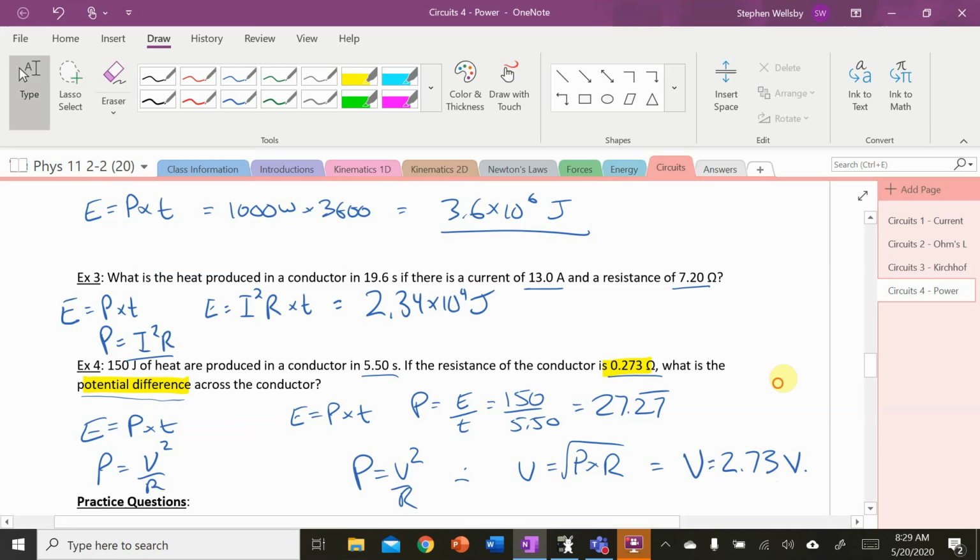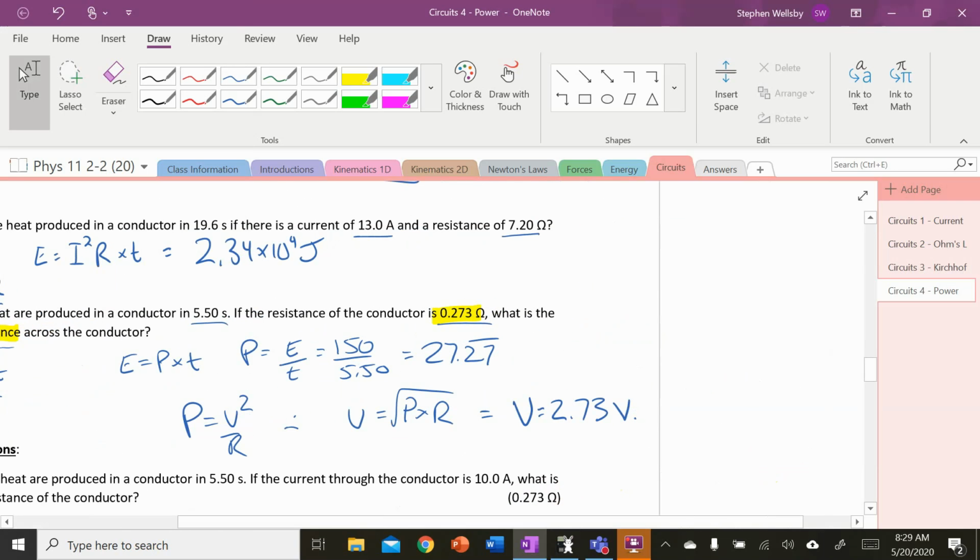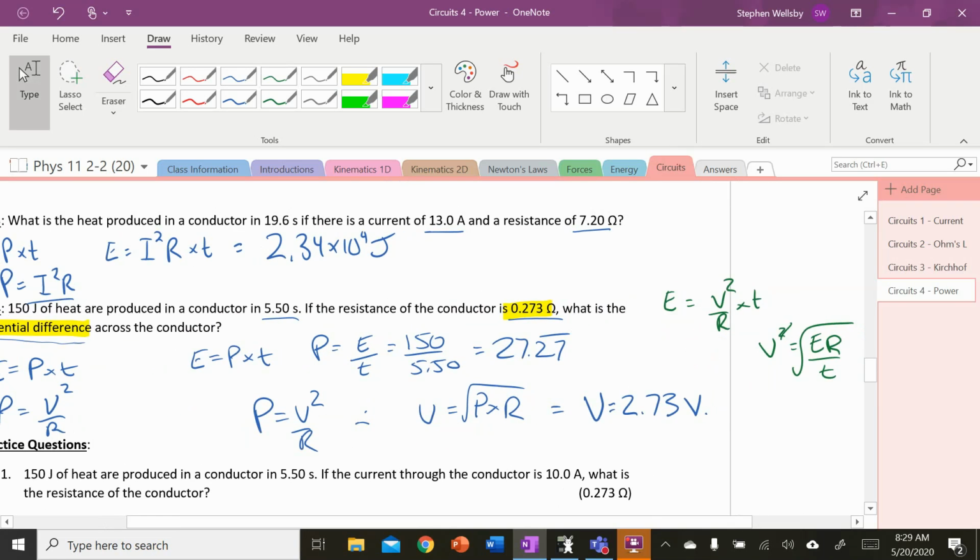If we wanted to solve this in 1 step, we would just put these 2 formulas together. We could just say E equals V squared over R times T, and then V squared equals E R over T, and therefore V equals the square root of that. And you get the same answer either way. If you multiply 150 by 0.273, divide by 5.5, and take the square root of that, you're going to get the same value anyway. So do it in 1 step, do it in 2 steps, completely your call.